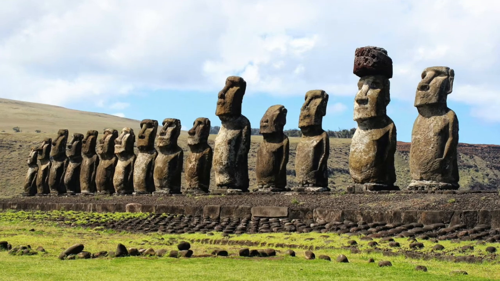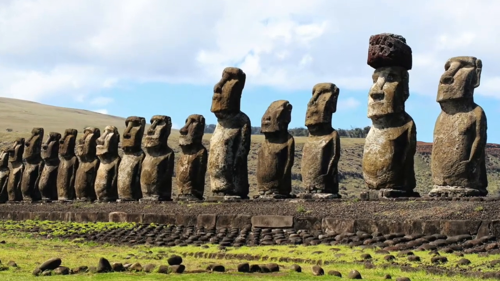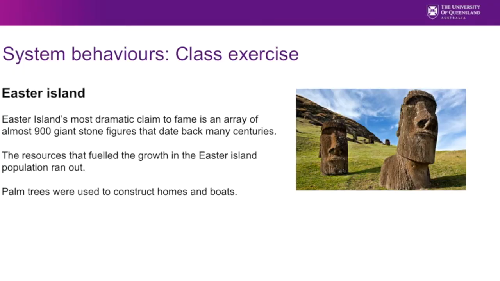So now we're going to do this class exercise that also will be provided on the problem set for this lecture. We're going to see different stocks that are interrelated in the system describing population dynamics on Easter Island. I hope you're familiar with Easter Island. Its most dramatic claim to fame is an array of almost 900 giant stone figures that date back many centuries ago.